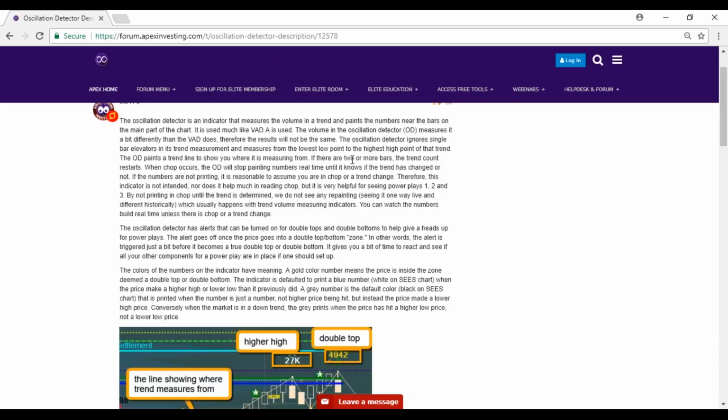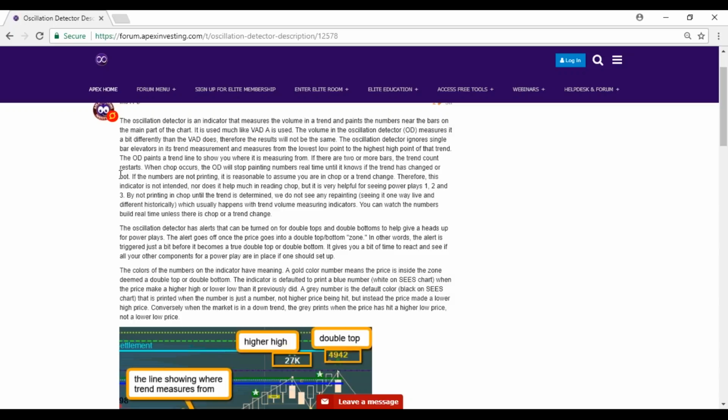If there are 2 or more bars, the trend count restarts. When chop occurs, the OD will stop painting numbers real time until it knows the trend has changed or not. If the numbers are not printing, it's reasonable to assume you're in chop or a trend change.